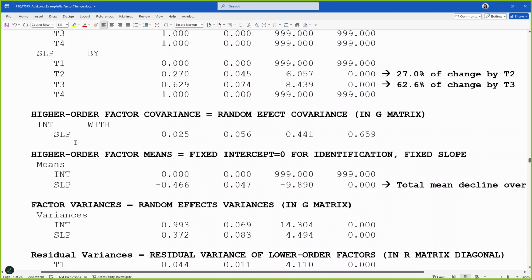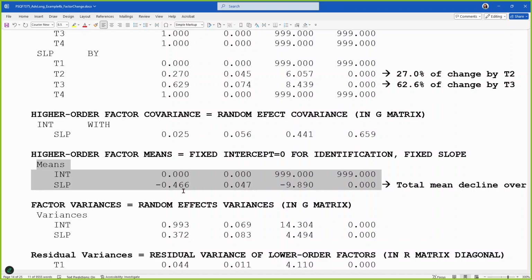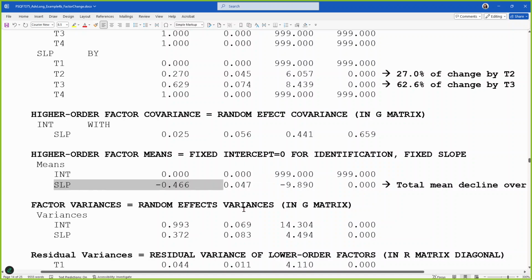Great. Okay, so we have our random effect covariance, which happens to be not significant, whatever. The mean of the slope factor, what did we say that was? The fixed effect. Yep, this is the fixed time slope. So the fixed slope is negative. It should be. All the outcomes declined over time.